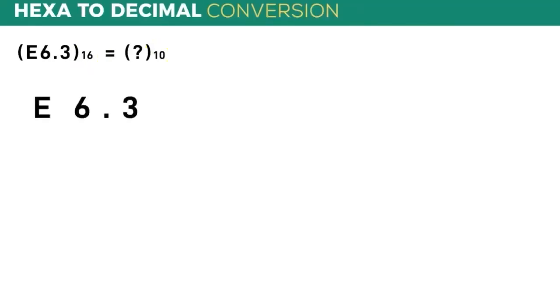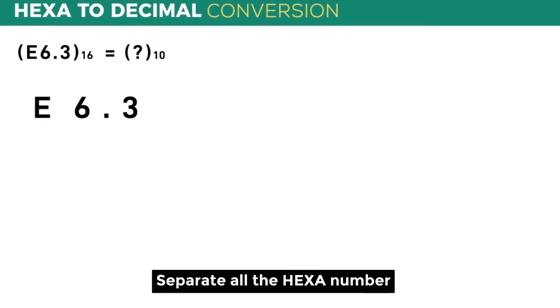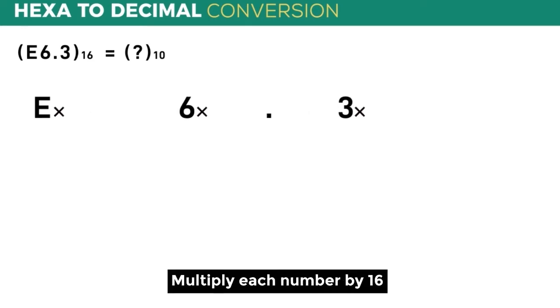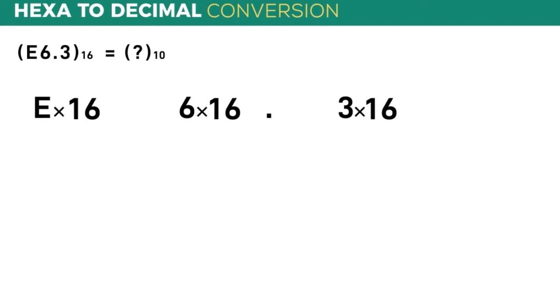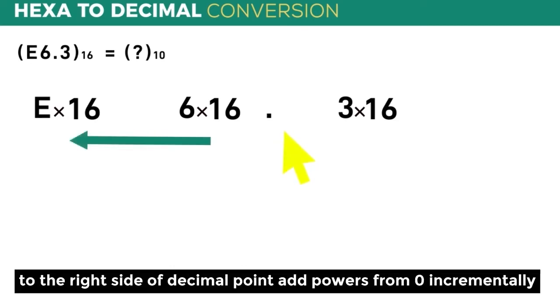The first step in converting a hexadecimal to a decimal number is to separate all the hexadecimal digits given, and we will multiply each number by 16. As this number is in a decimal form, E6.3, we will have to add the powers starting from 0 incrementally from left to right.